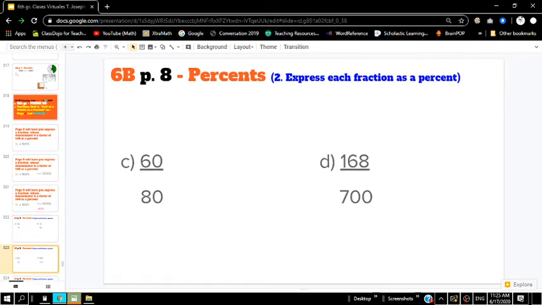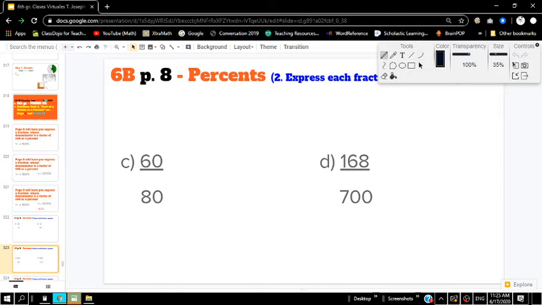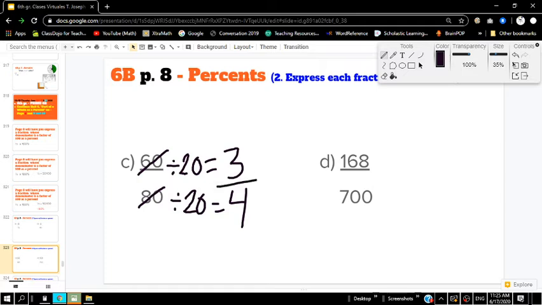Letter C says 60 over 80. Now again, if you wanted to simplify this fraction, you could easily simplify it. So let's actually do that. I'm going to divide 60 and 80 by, let's see, what is our common factor? We could go by 2. We could go by 20. Let's try by 20. 60 divided by 20, 20, 40, 60 equals 3. And 80 divided by 20 is 20, 40, 60, 80, 4, right? So 3/4 is the same.